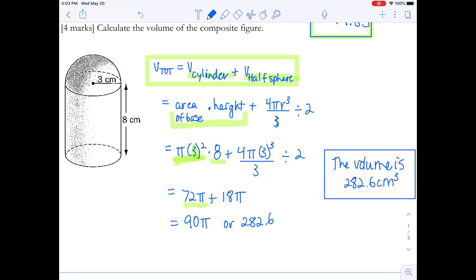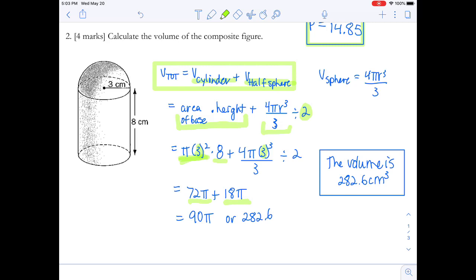For the half sphere, in this case, I have to know that the volume of a sphere is 4 pi r cubed divided by 3. So that's how I got this first part. But then, because it's half a sphere, I need to divide by 2. So the radius here is still 3, and when I work that out, I get 18 pi. Okay, so at any point here, I could have subbed in 3.14, but I waited to do that until the very end. So the volume here, once I compute the calculation 90 pi, the volume is 282.6 centimeters cubed.